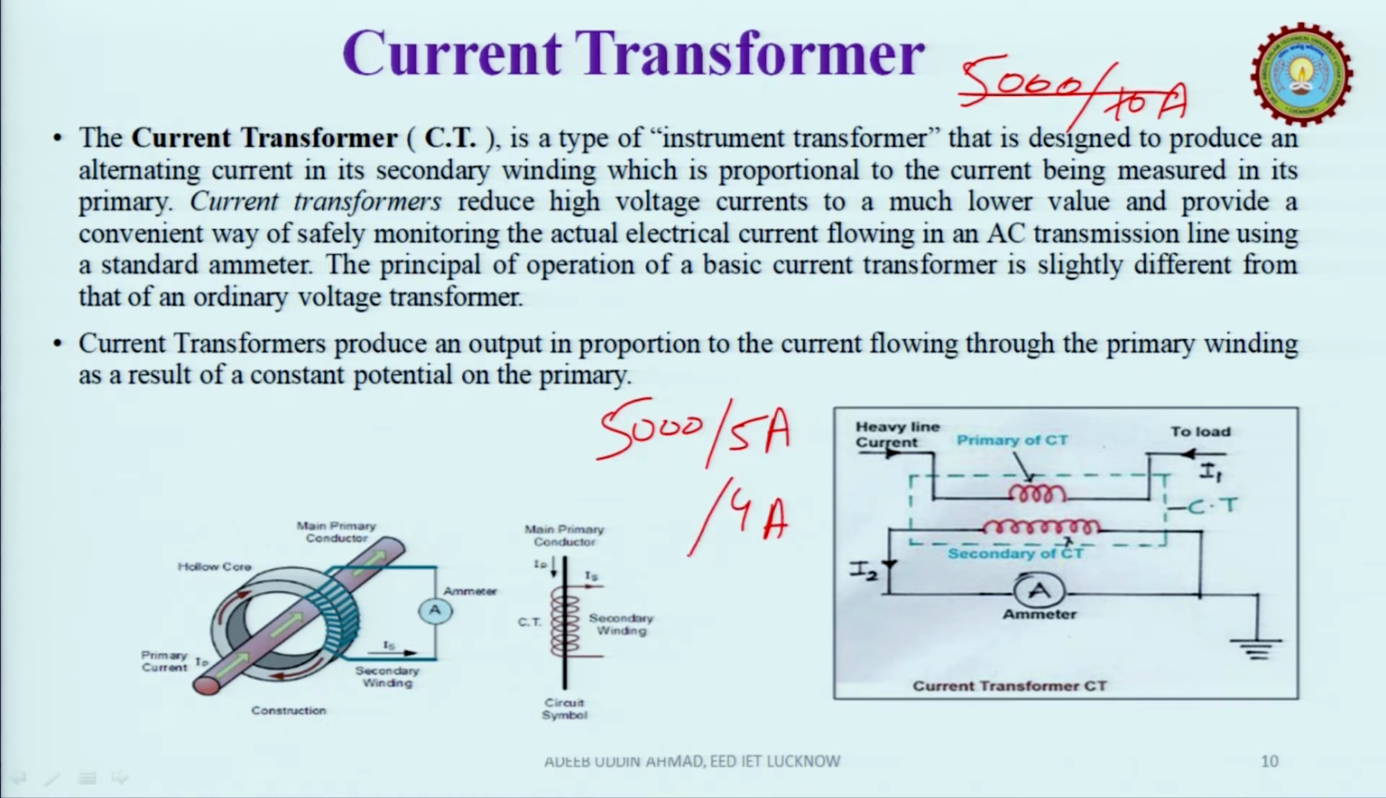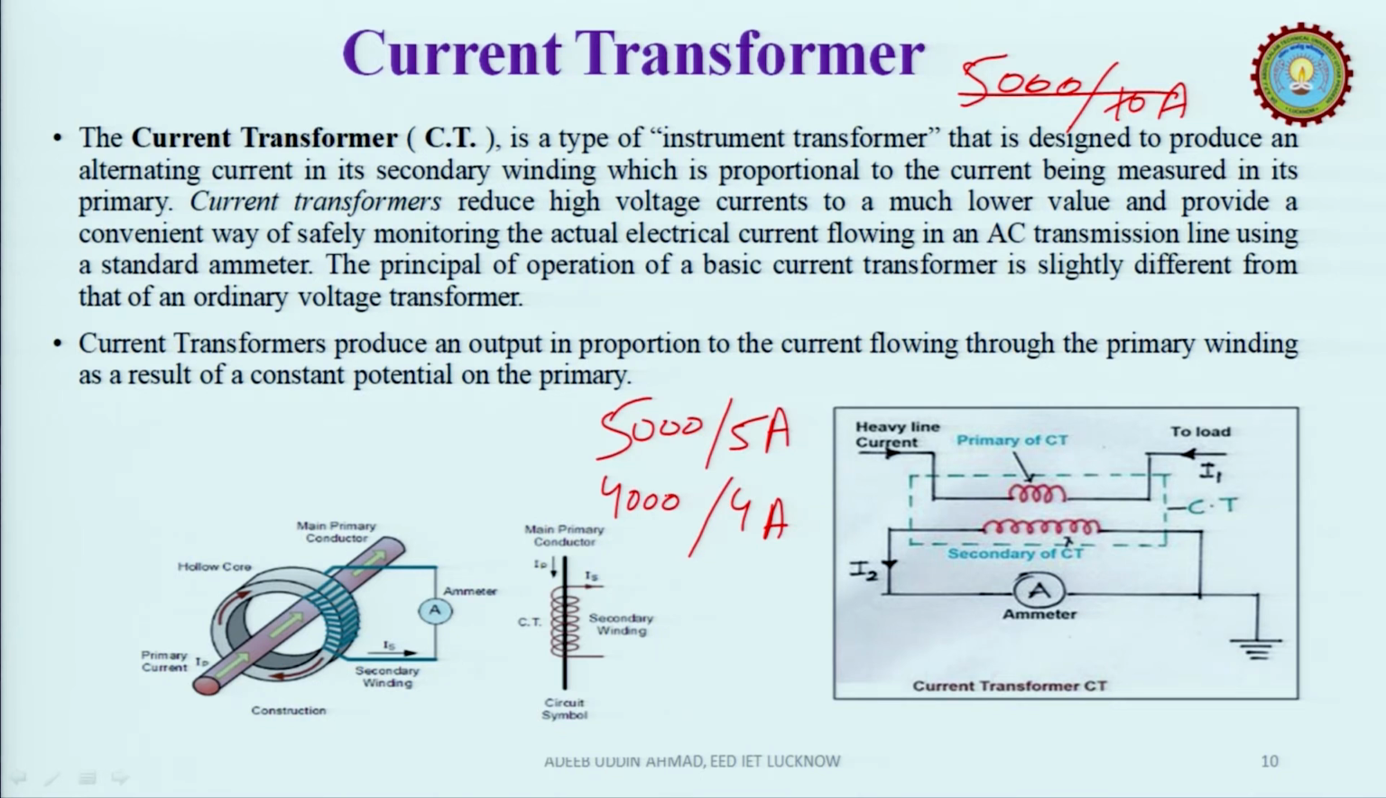So, what is the meaning? Same, we can understand that the primary is having 4000 ampere current. So, that is some transformation ratio. The current transformer reduces high voltage current to a much lower value and provides a convenient way of safely monitoring the actual electrical current flowing in the AC transmission line using a standard ammeter. So, that we are going to reduce the current level.